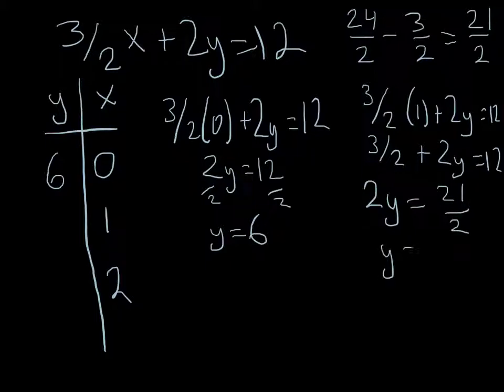So then we can just divide by 2. And we know that dividing by 2 is the same thing as multiplying by 1 over 2. So that times 1 over 2 would be 21 over 4. That's a little over 5. And then we can plug in 2.